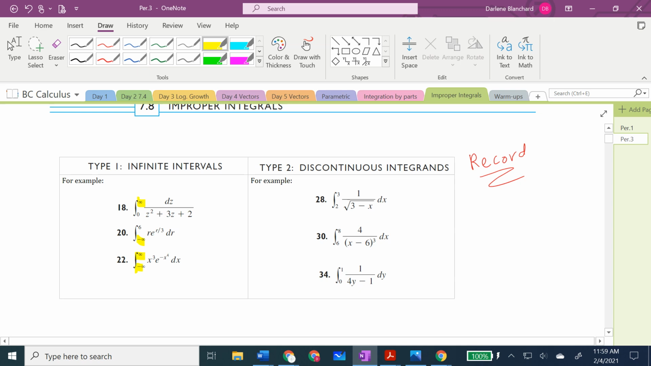The type 2 is where you actually have a vertical asymptote in the domain. Now, this labels type 2 as discontinuous integrands. And just to clarify, integrands are the function in between the integral symbol and the dx, or the differential.